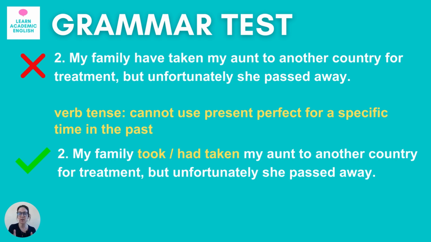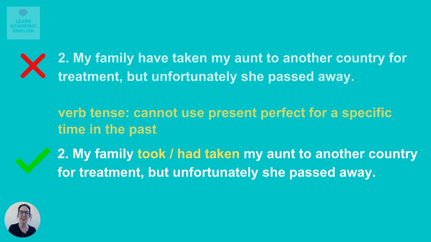Okay, a couple other small details that I do want to quickly point out. My family is singular, so if we could use present perfect, which we can't, then we would have to have the singular verb, my family has. Second, some people will want to put a comma here after unfortunately. That's fine, but it's a short sentence. We honestly don't need to put the comma here. Okay, moving on to number 3.